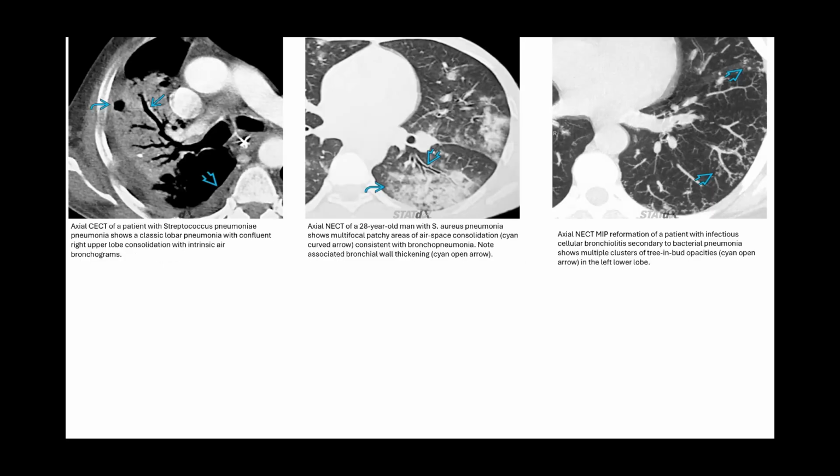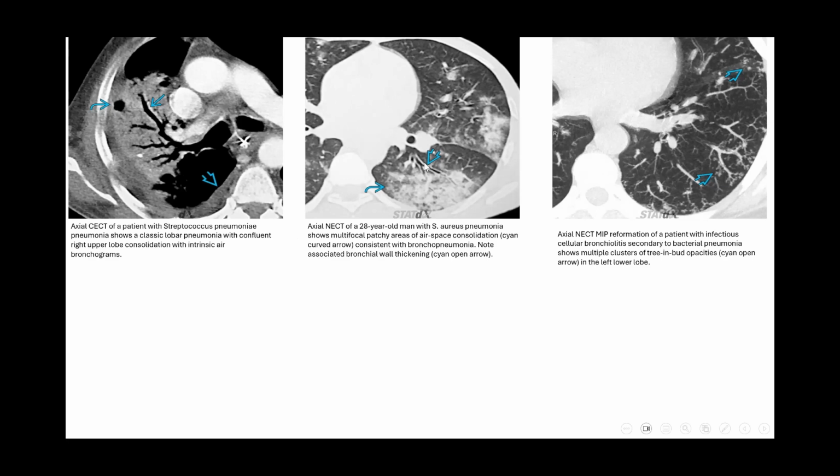So these are multiple cases of pneumonia. First picture, this is an axial CT of the chest, showing a right upper lobe consolidation with air bronchogram. This is classic for pneumonia. This is air bronchogram. This is classic for pneumonia.